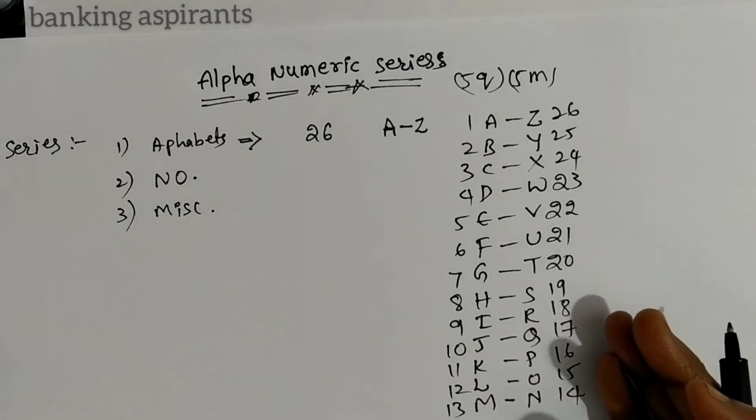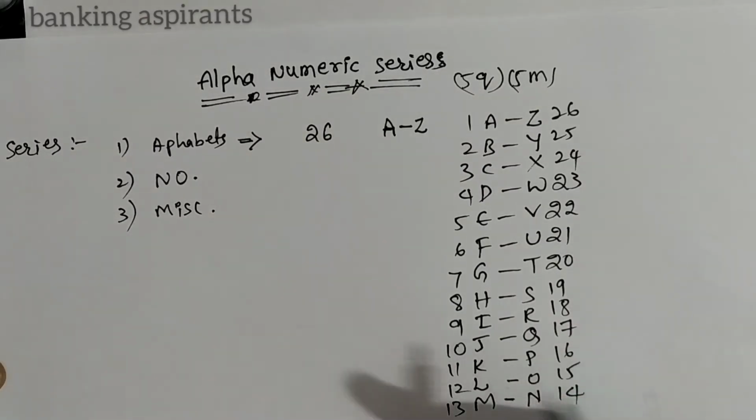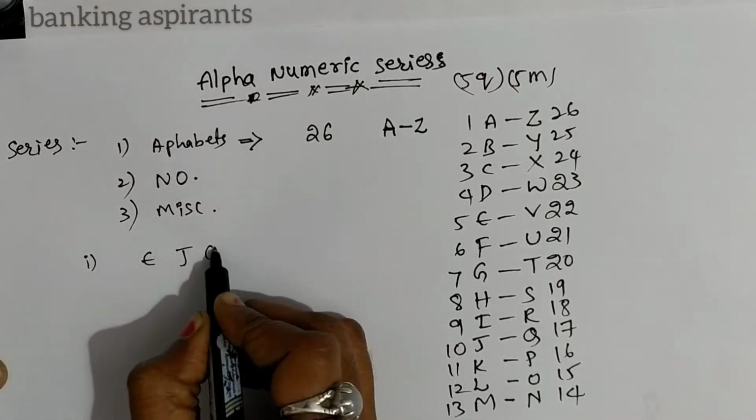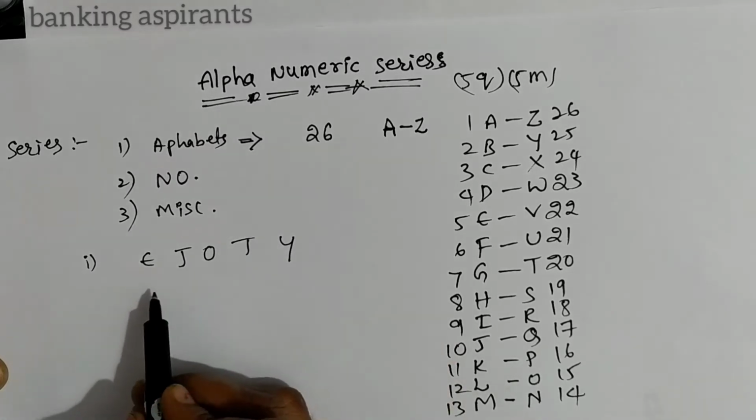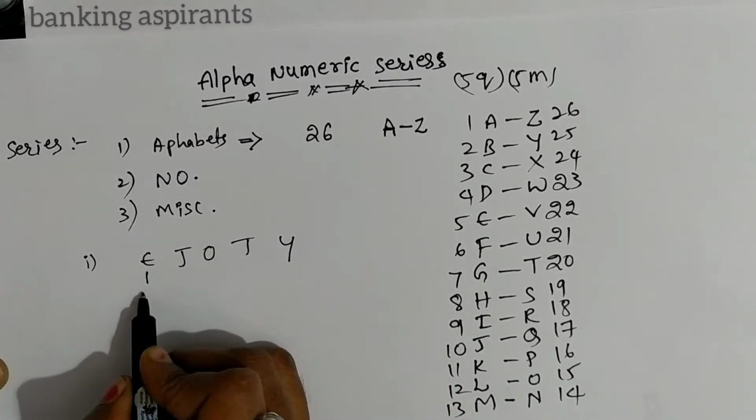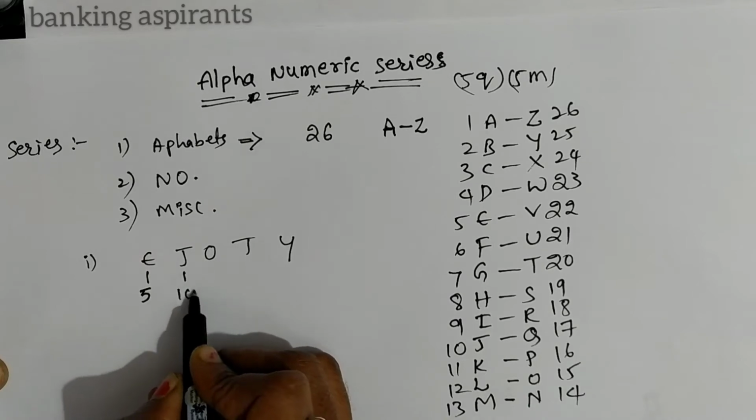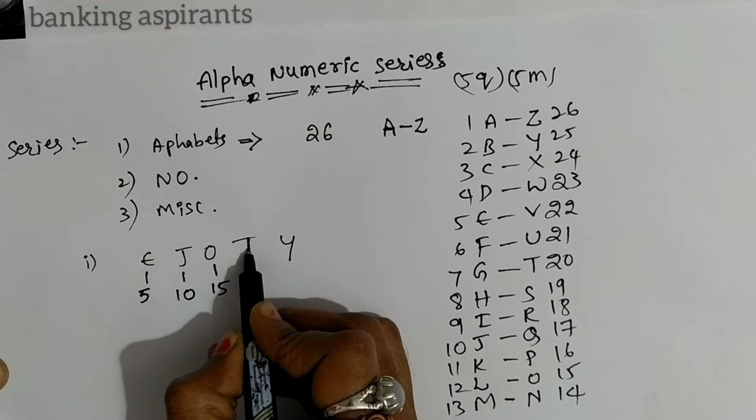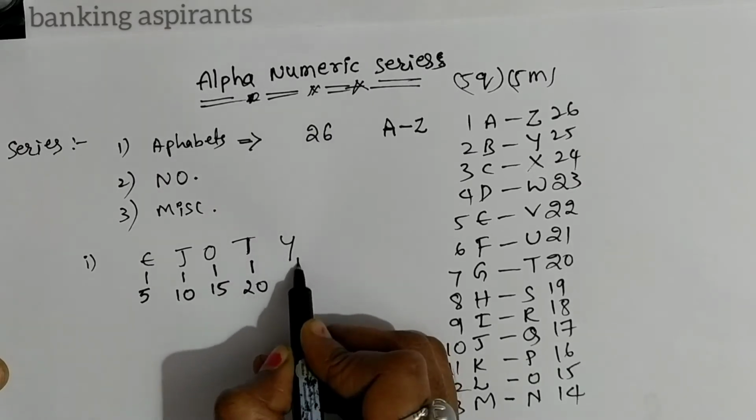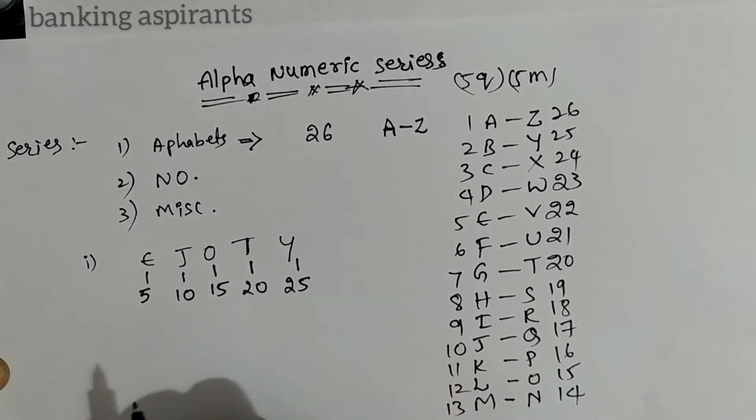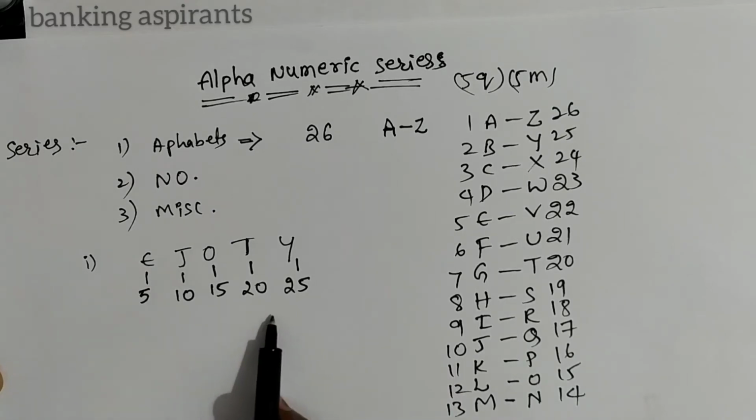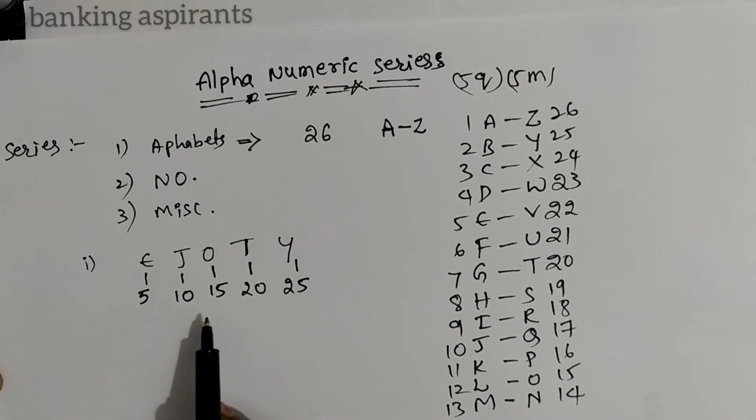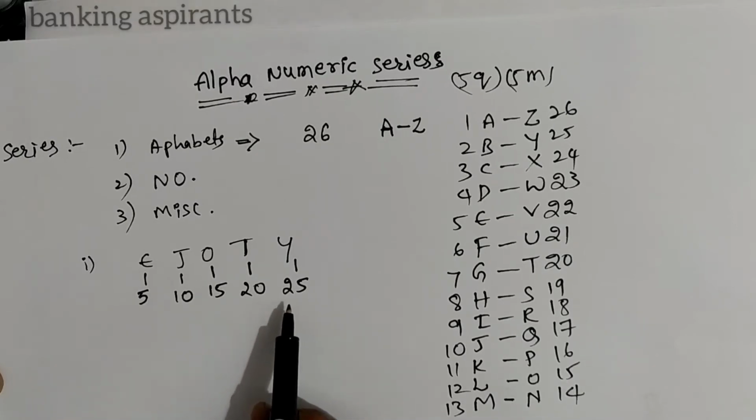To remember position values of alphabets, we have the first technique as EJOT. Here E position value is 5, J position value is 10, O position value is 15, T position value is 20 and Y position value is 25. These all are multiples of 5. By this we can easily find the different alphabets' position values.